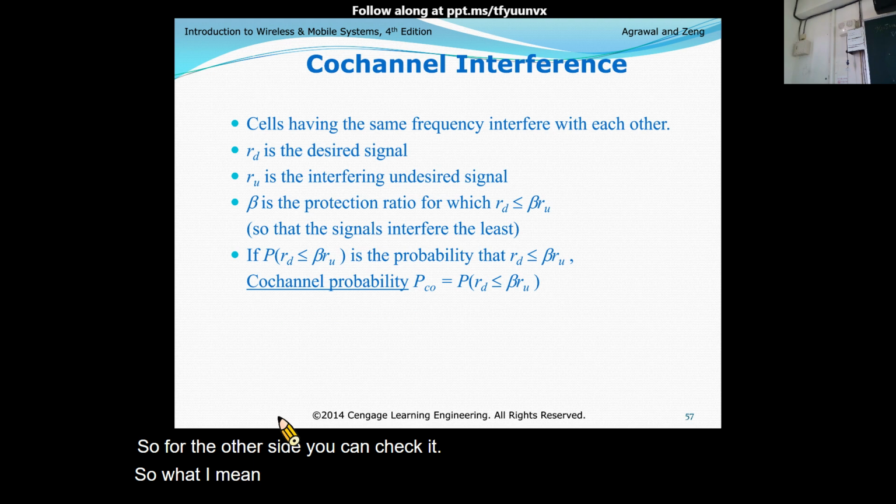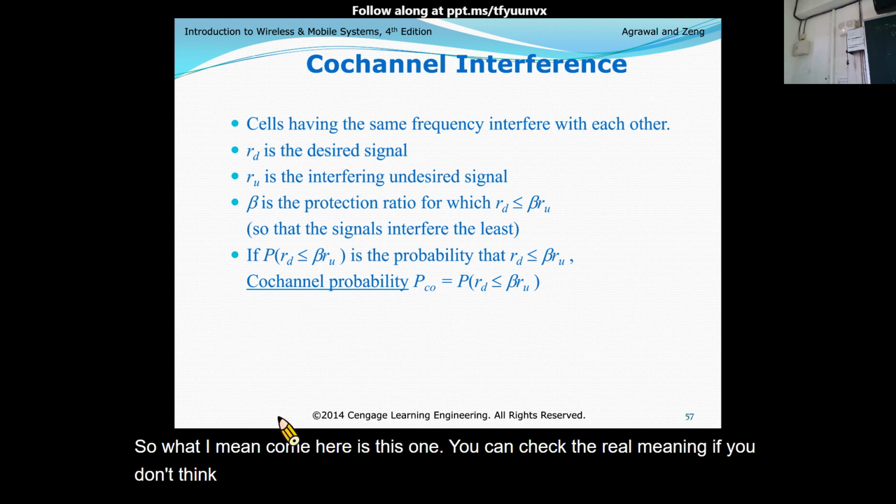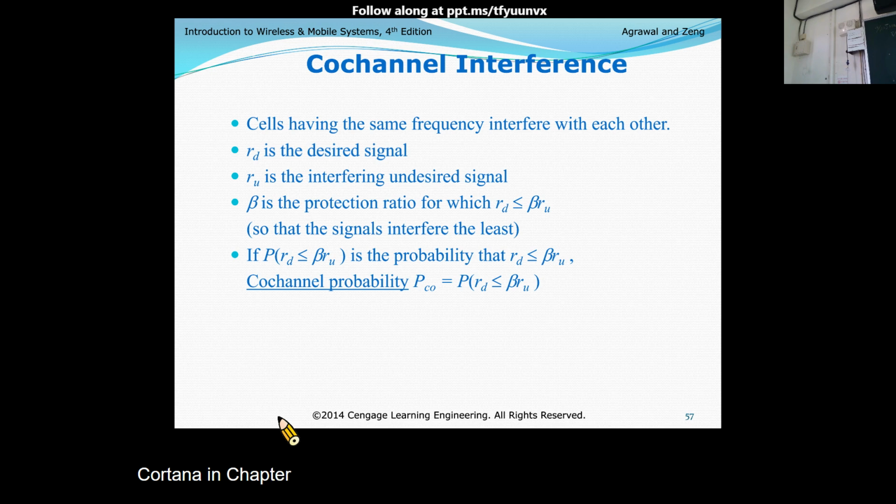Co-channel is in chapter 5. What do you know about co-channel? Co-channel means, oh, within the cell I use channel 1, and the other cell also uses the same one, so we have co-channel interference. Of course, with co-channel interference, we have the same frequency interfering with each other, and later we will have some parameters.